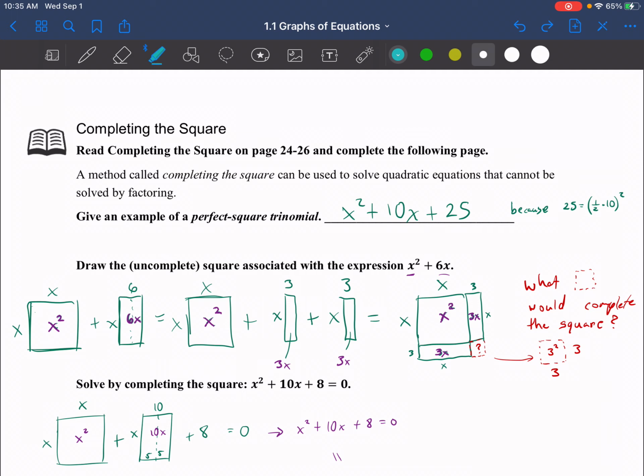I can then go to the next step. I can leave this first square alone. It's still x squared, but I'm going to split that second rectangle in half. That way what I end up with is a 3 times x here, which gives me an area of 3x, plus a 3 times x here that gives me another area of 3x. And so 3x plus 3x is this original 6x, so all I did was split it apart.